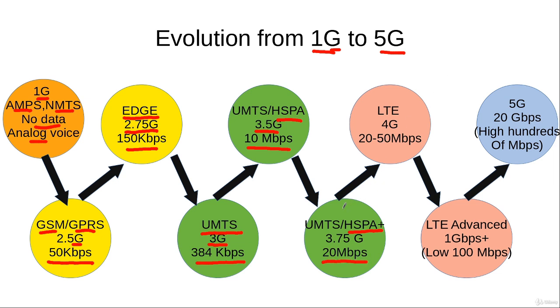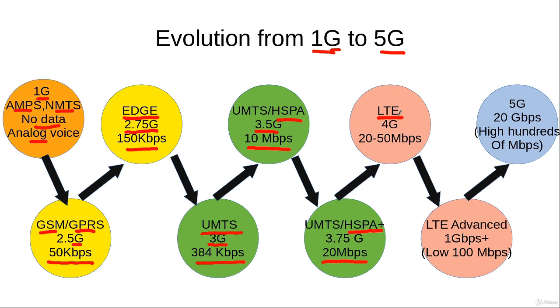Then there was a fundamental shift in the technology, and we moved from the 3G systems to the 4G systems. And LTE is a 4G system in which a user experienced a data rate of 20 to 50 megabits per second depending upon the channel conditions.